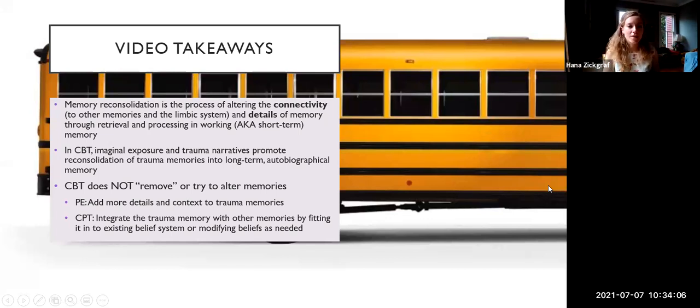Okay, so some takeaways from this video. Memory reconsolidation is the process by which the connectivity to other memory nodes and also to the limbic system and the actual autobiographical details of a memory can be altered through retrieval and processing in working memory. And retrieval and processing in working memory happens whenever a memory node is activated. So reconsolidation is happening all the time.